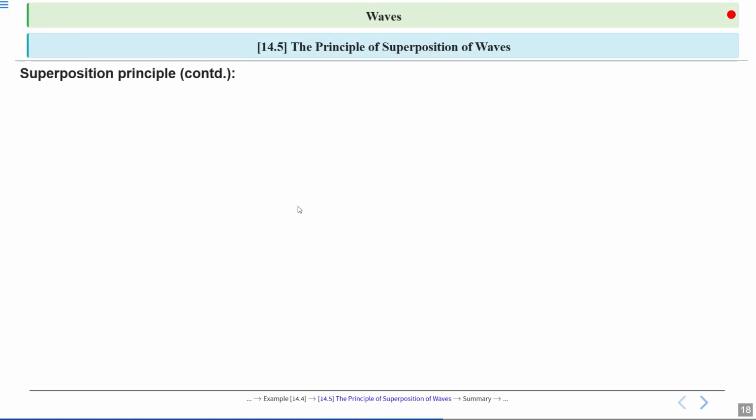Now let's consider two sinusoidal waves. Sinusoidal means the waves have a smooth, repetitive oscillation like a sine or cosine function.